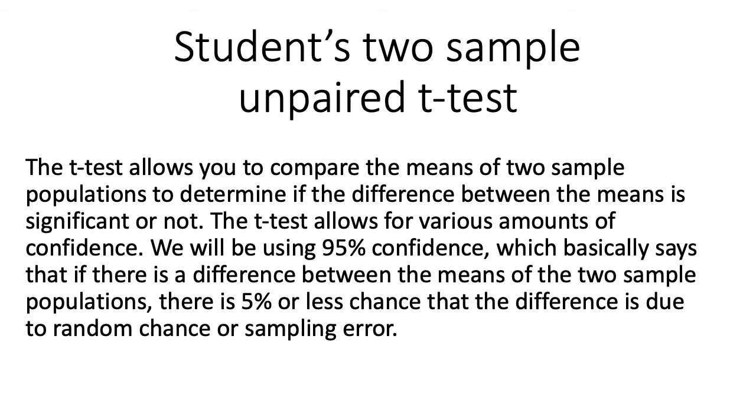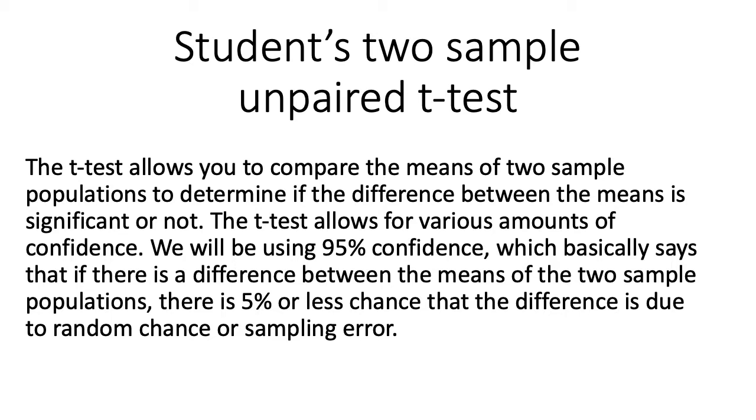The student's two-sample unpaired t-test is what we will use to compare the means of two different samples representing two different populations. The name comes from a pen name of the guy that developed this in the 1920s. And this is an unpaired t-test because one data set on one population does not necessarily correlate with another data set on the other population.